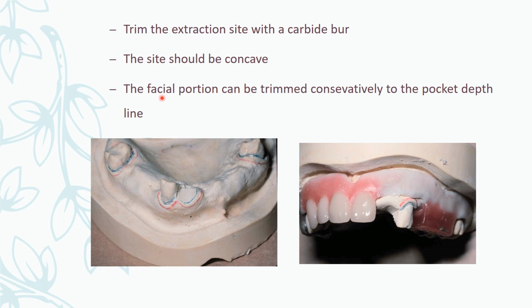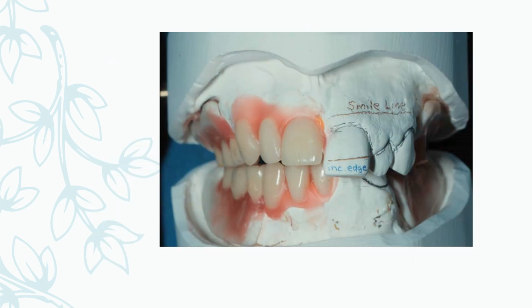The facial portion can be trimmed conservatively to the pocket depth line. Okay, so this also can be dealt with properly. In our try-in, you can just mark the smile line, right? Incisal edge, where exactly it is supposed to be. This is where the extraction is going to take place, and we have done one side, and then you can check that. Here, see if the lines are coinciding properly or not with the actual standards.